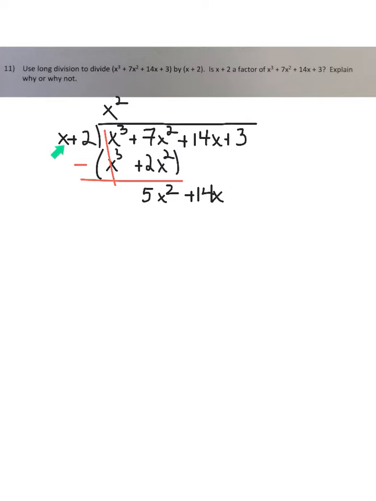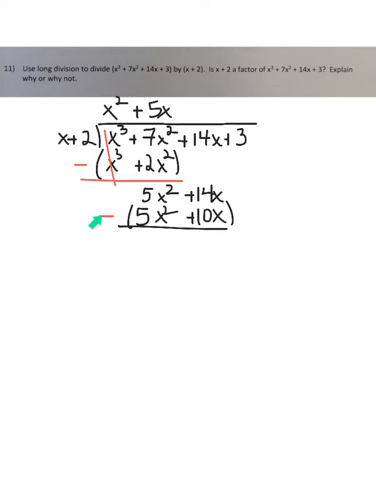Okay, let's repeat again. So x times what will give me 5x squared. And that's a positive 5x squared, so I'm going to have a plus 5x here. And again, I'm going to take this positive 5x, I'm going to distribute it through to this and to this by multiplying, okay? So 5x times x is 5x squared, and then 5x times 2 is a positive 10x. And then we are going to subtract.